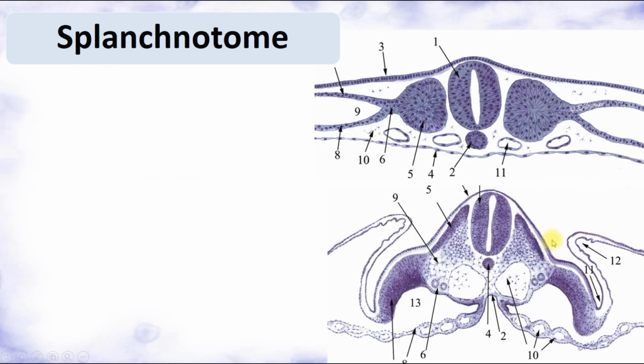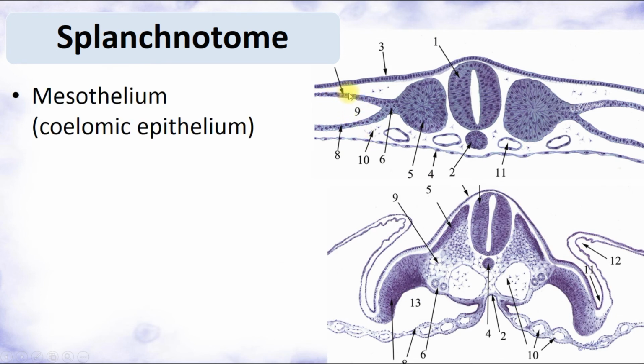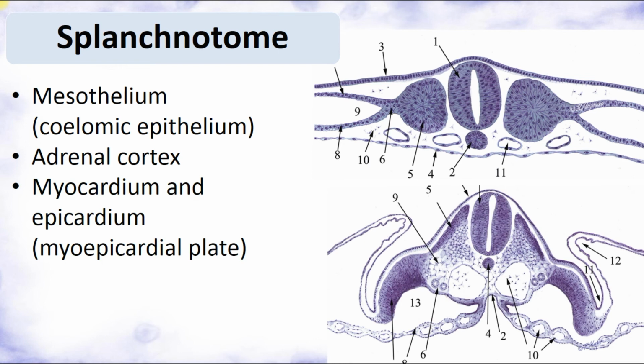So what develops from splanchnoderm? Splanchnoderm gives rise to mesothelium. It's coelomic epithelium. It covers serous membranes. Tunica serosa is covered with mesothelium. And also adrenal cortex, cortex of adrenal glands, and myocardium and epicardium of the heart develop from myoepicardial plate, which is part of splanchnotome.